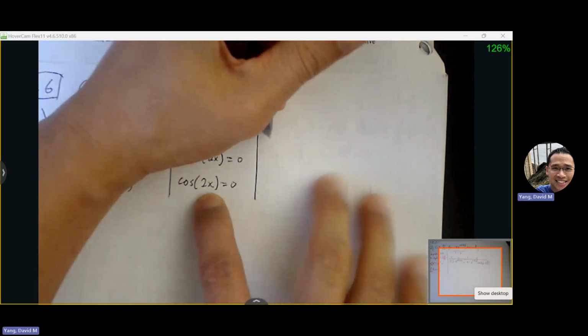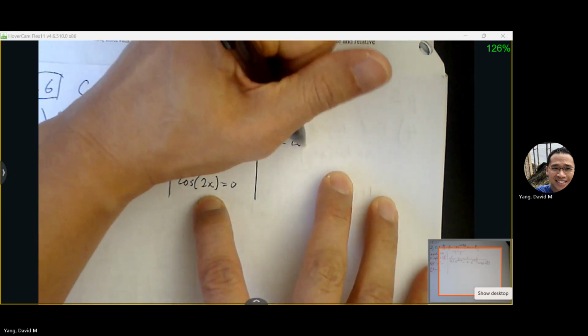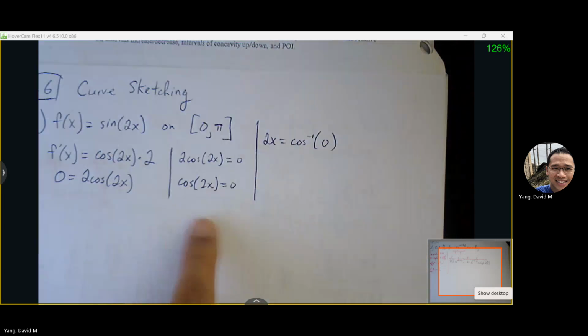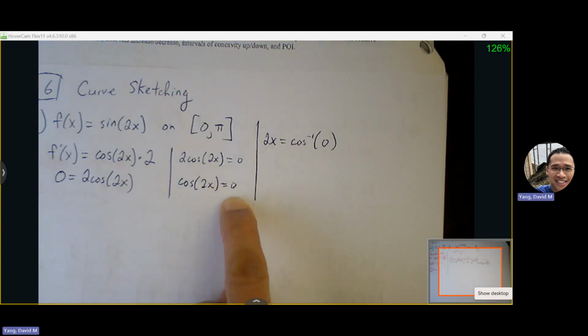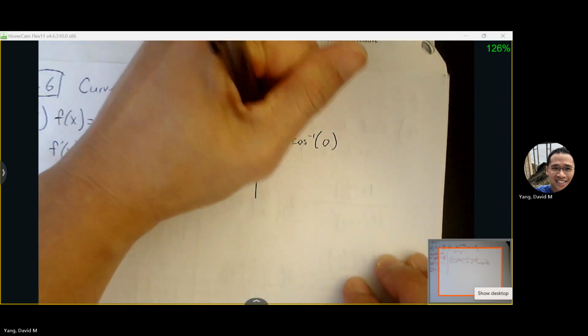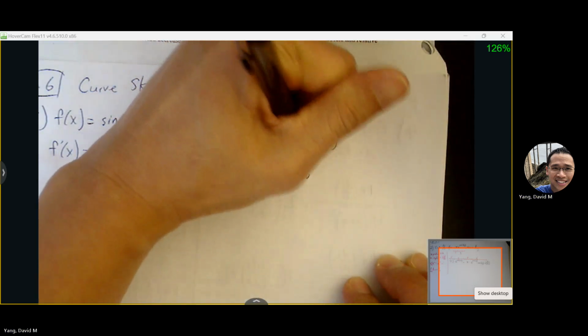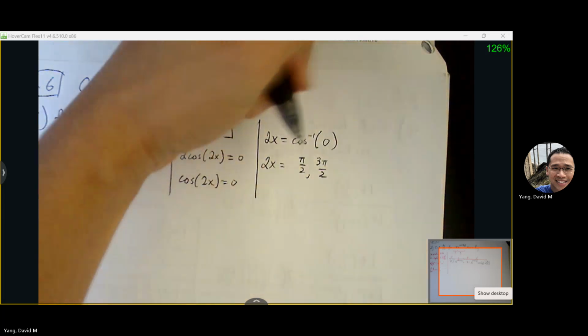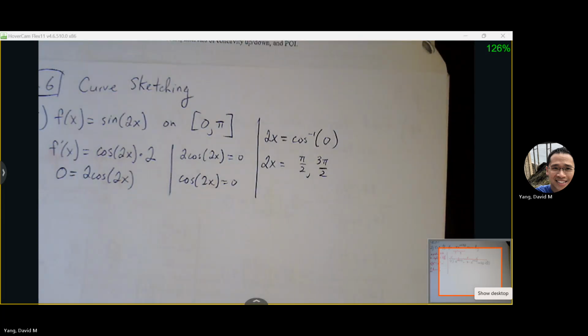Let's do inverse cosine here. So we can isolate the 2x, move that cosine over, make it inverse cosine. This is basically asking, okay, where is cosine equal to 0? Cosine is equal to 0 at pi over 2, 3 pi over 2. I'm sorry. Wait, cosine. Yeah, that's right.